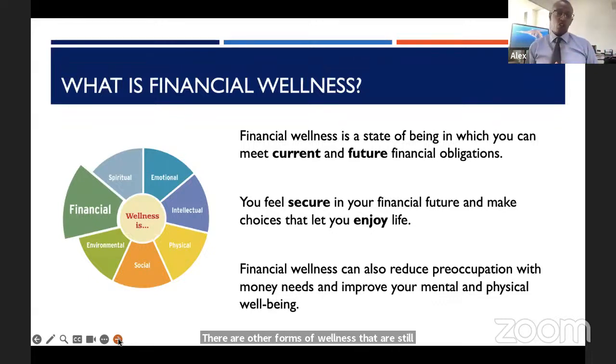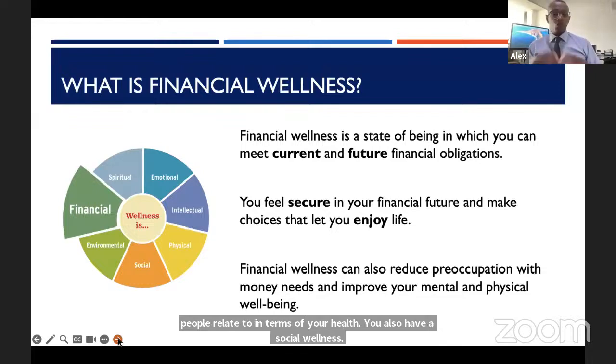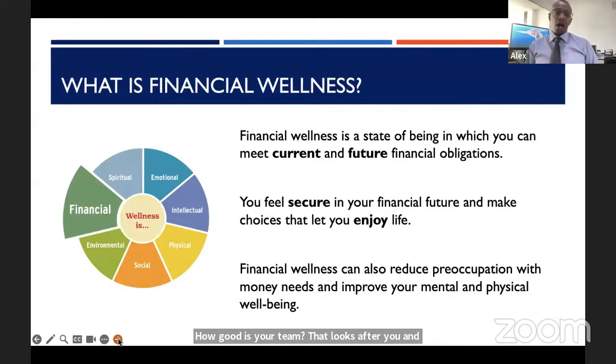Today, we will specifically talk about financial wellness, but I would like to highlight that there is also spiritual wellness, basically to bring somebody into balance. There is your emotional wellness, having your psychological and intellectual side in balance. You also have physical wellness, which I think most people relate to in terms of your health. You also have your social wellness. How good is your team that looks after you in that kind of space? How do you relate with people? How are you brought up? How is your family of origin and those kind of things? All these add up to your wellness.